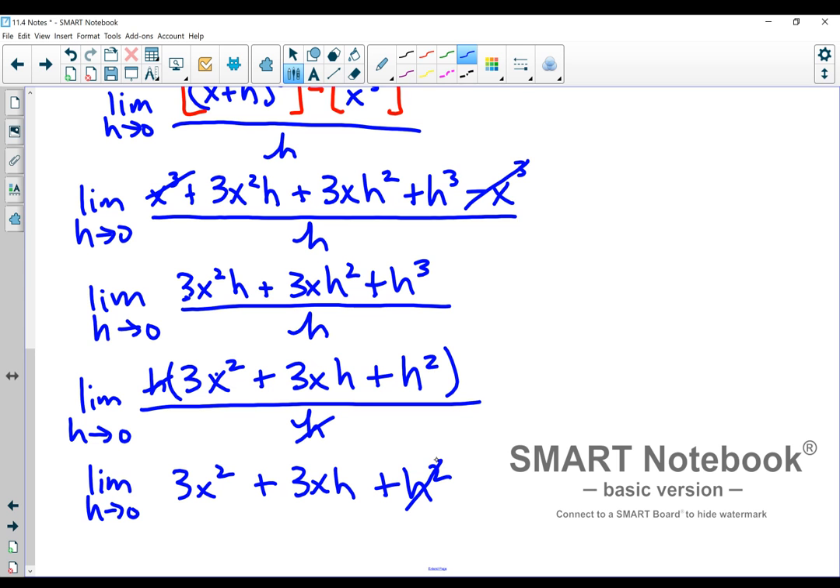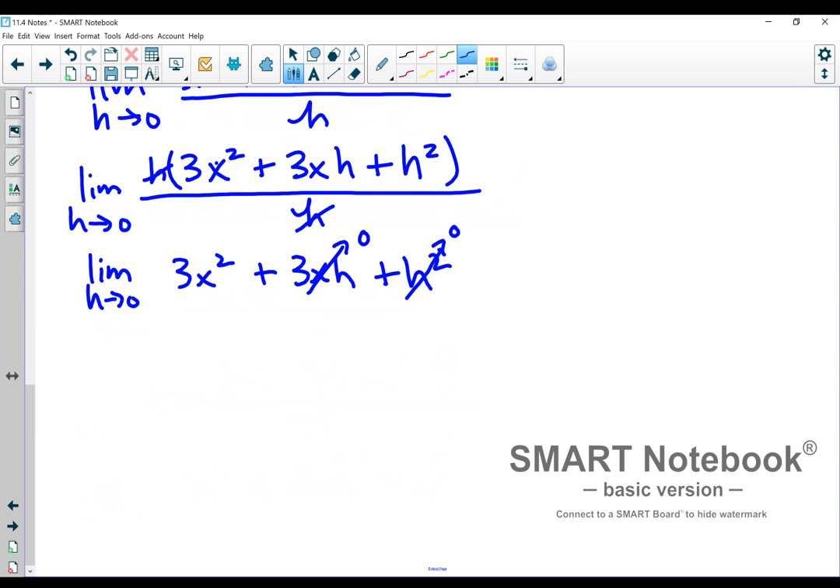So as this h goes to 0, this h squared becomes smaller and smaller until it's 0. 3x times the number that gets smaller and smaller is going to go to 0. So when we take the limit, we're just going to get m equals 3x squared. So that is the limit, which gives us that slope. So this is the slope of a tangent line. I could put it anywhere on that function, but I want to know specifically when x equals 5.